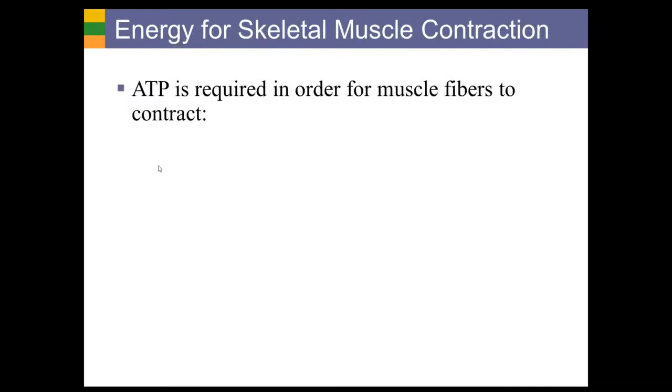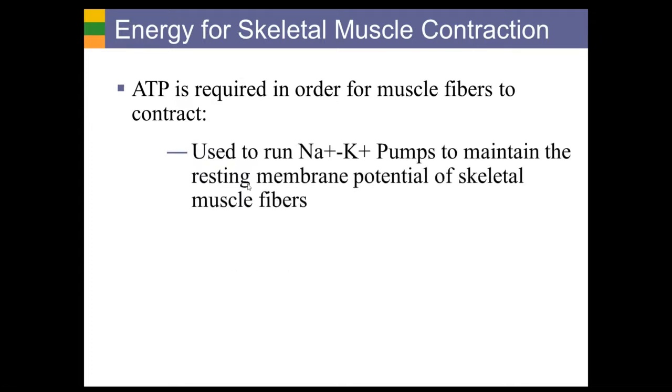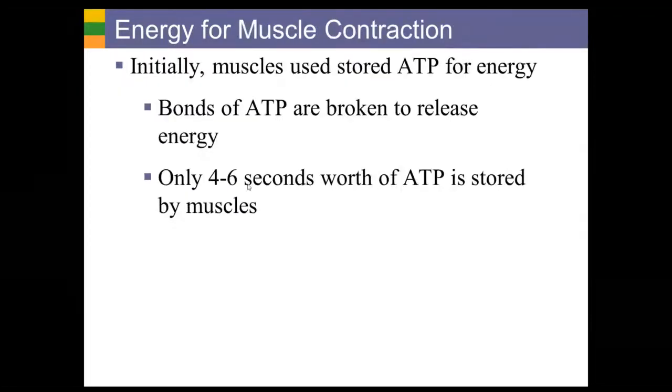Take 3. So ATP is required in order for muscle fibers to contract. Now I want you to consider this. Let's say we were all going to run for 30 minutes, or bike for 30 minutes. So we're going to do some type of aerobic activity for 30 minutes. So we take off running or biking or whatever. Where does that initial ATP come from? It comes from ATP that's stored in the muscles.